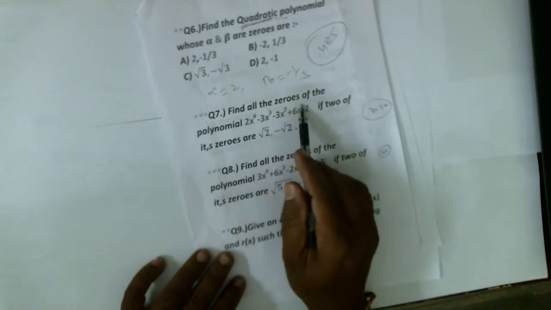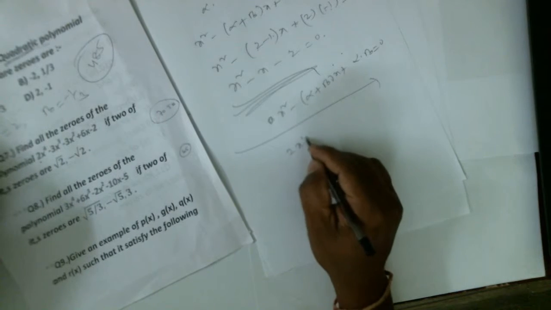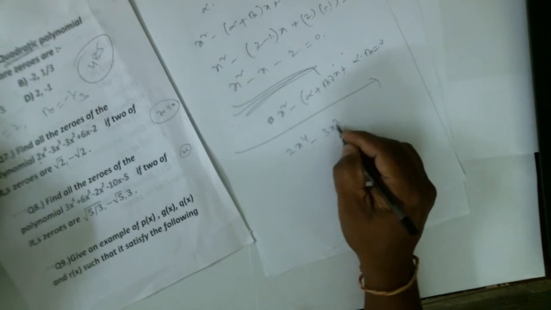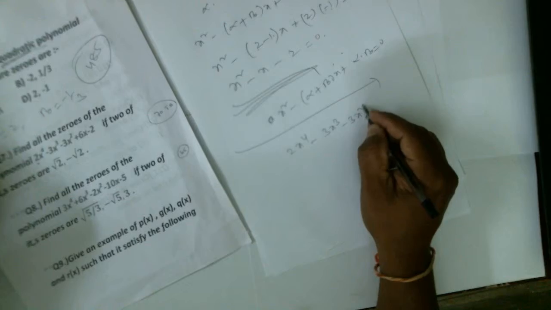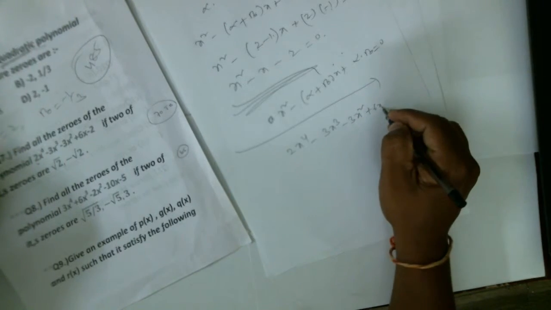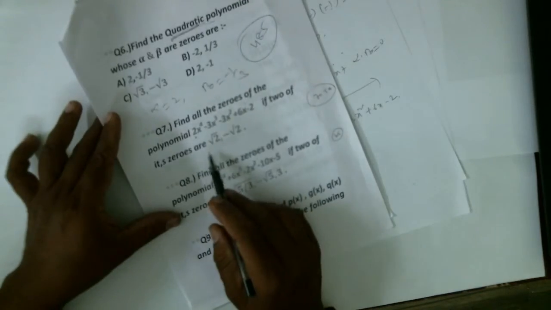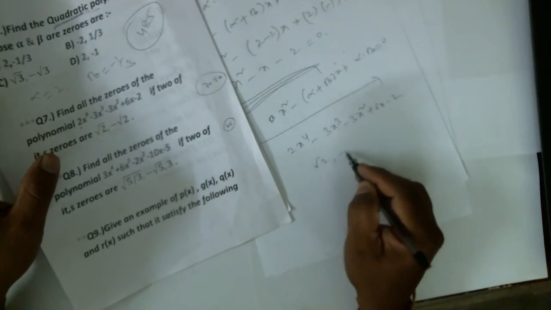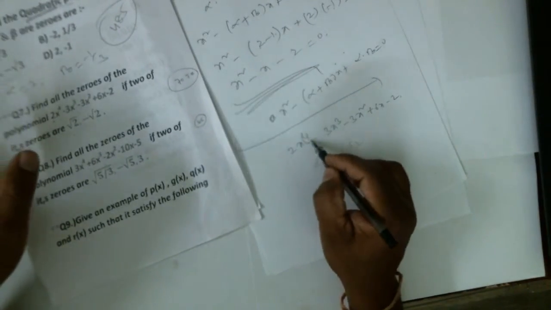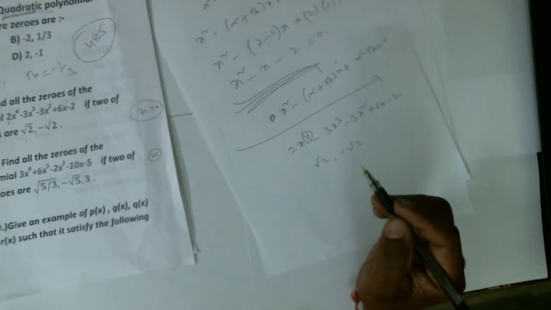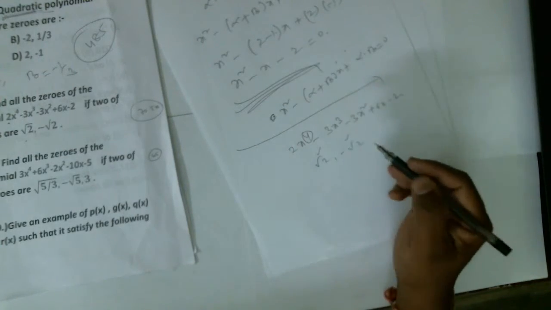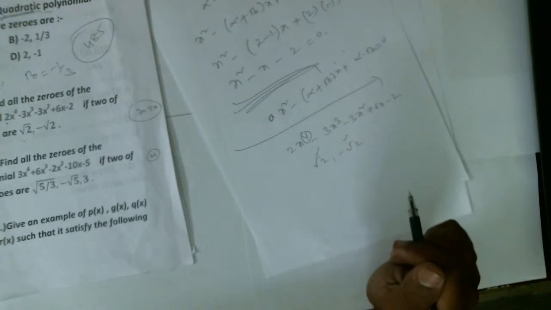Next, find the zeros of the polynomial 2x⁴ − 3x³ − 3x² + 6x − 2. Already he has given two of its zeros, root 2 and minus root 2. The power is 4, so we will get 4 zeros of the polynomial. Already 2 zeros are given, and the remaining 2 zeros we have to find.